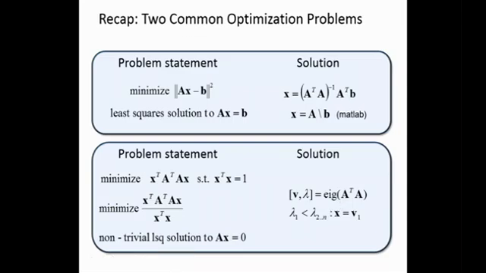Okay, so to recap, we've addressed two common optimization problems. And even though I've only addressed them in the context of line fitting, you'll see these same kinds of problems show up all over the place. So one of the problems is that you're trying to minimize ax minus b squared, or the norm of ax minus b. And the solution, which is a least squares solution to ax equals b, where b is non-zero, is just the pseudo-inverse of a times b.